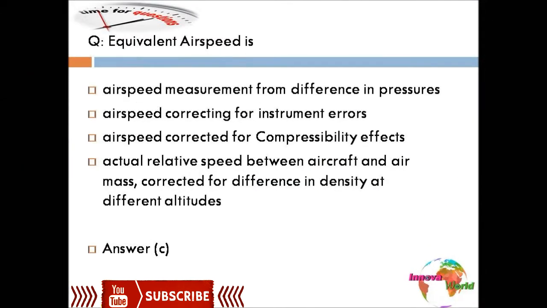Next question is equivalent airspeed. What we have studied is C: the airspeed corrected for compressibility effect. That is the right answer, so the answer is C.